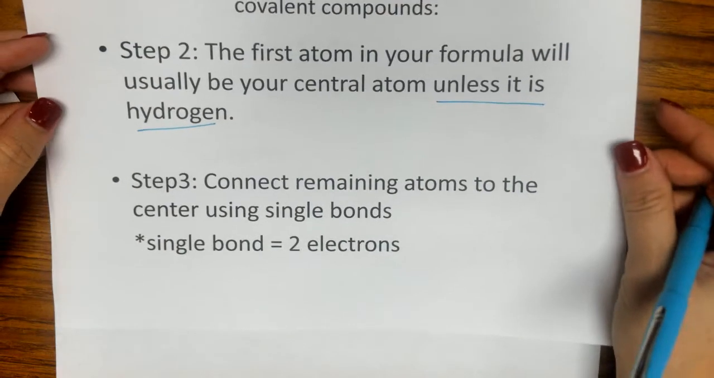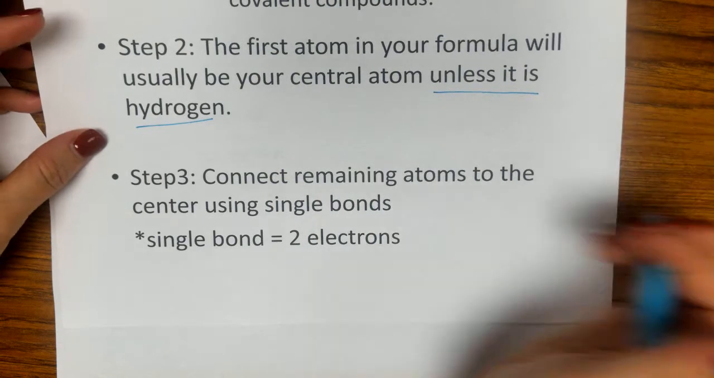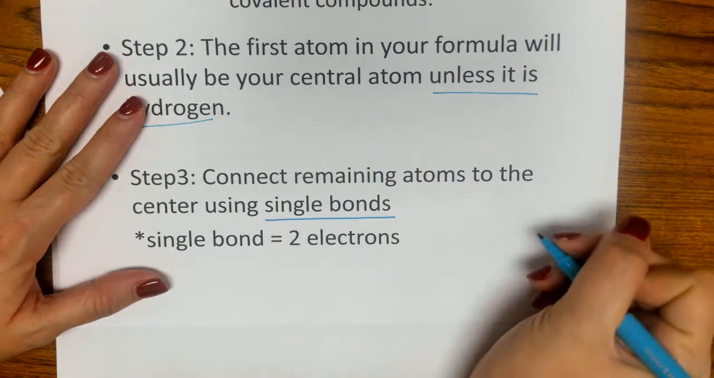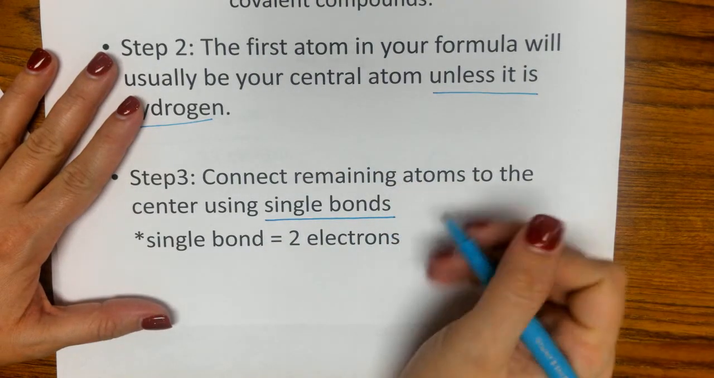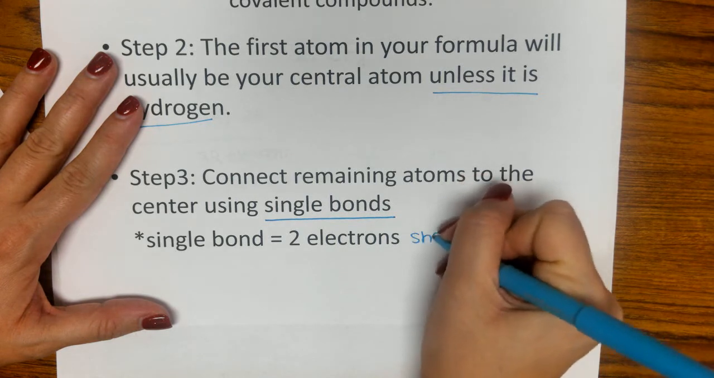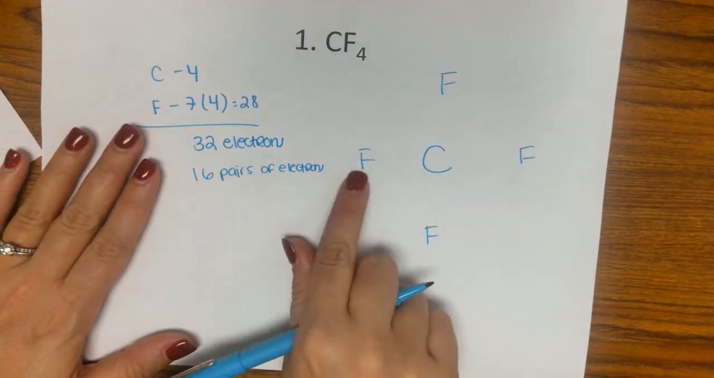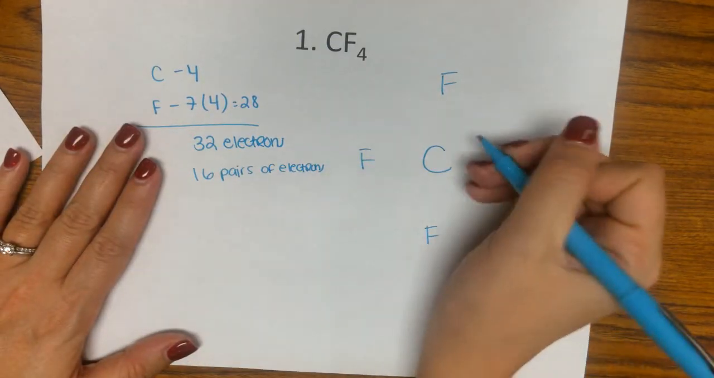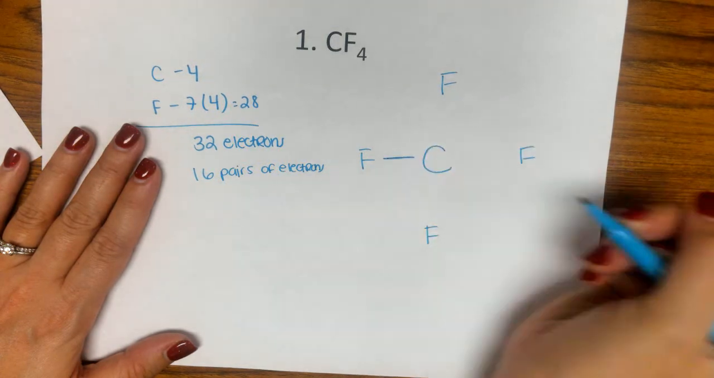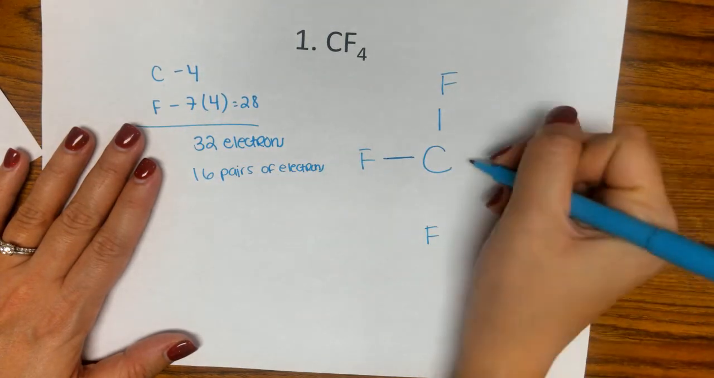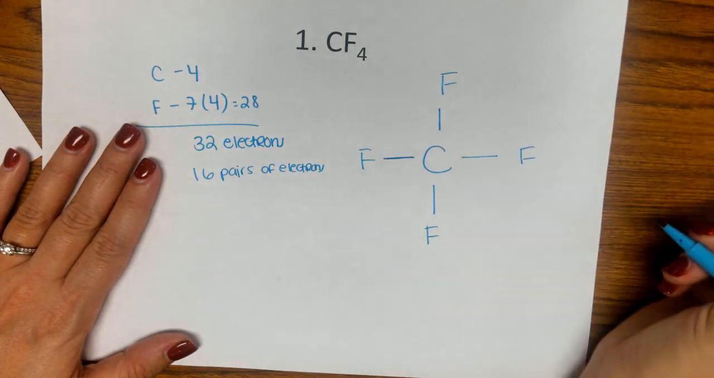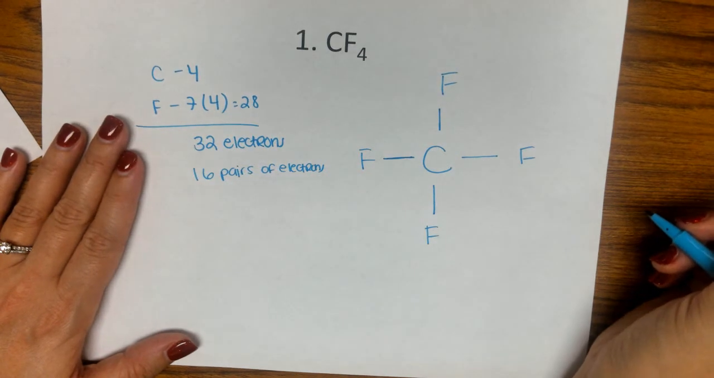Step 3. Connect the remaining atoms to the center using a single bond. A single bond represents that 2 electrons are being shared. What you do is you connect the outside atoms, so these fluorines, to the center by drawing just one line. That line represents a single bond, which means they're sharing 2 electrons.